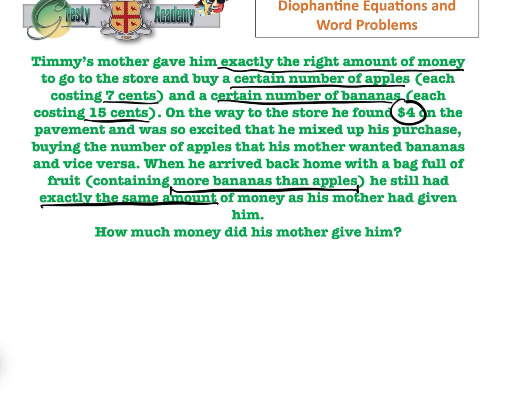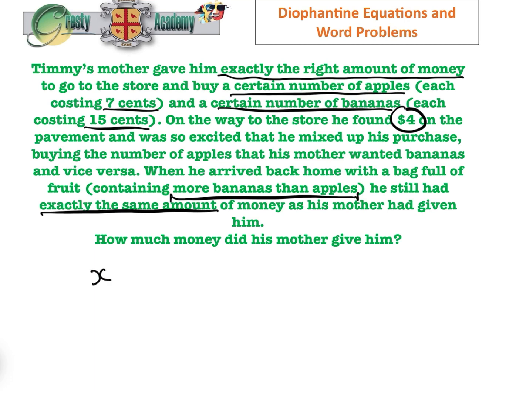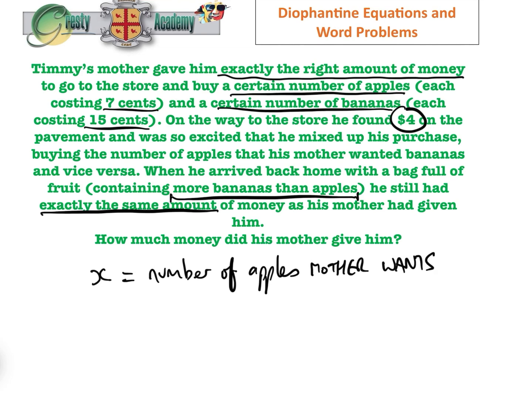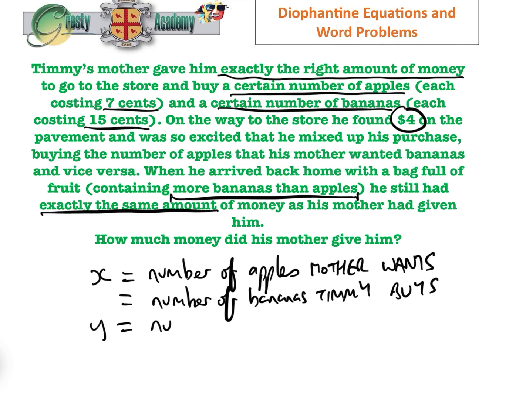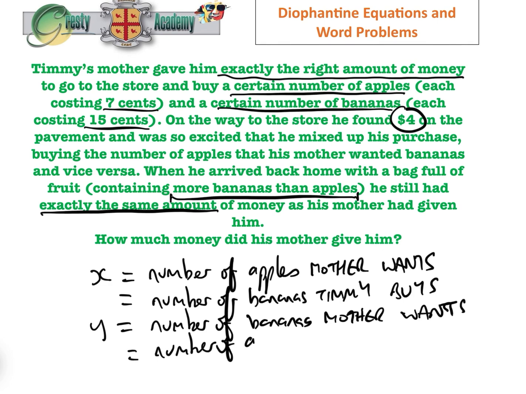Okay, so we've got to be a little bit careful here, and let's define our variables. Let x equal the number of apples that the mother wants Timmy to buy, and that also equals the number of bananas Timmy actually buys, because he buys the number of bananas his mother wanted apples and vice versa. And let y equal the number of bananas the mother wants, and that also therefore equals the number of apples Timmy actually buys.